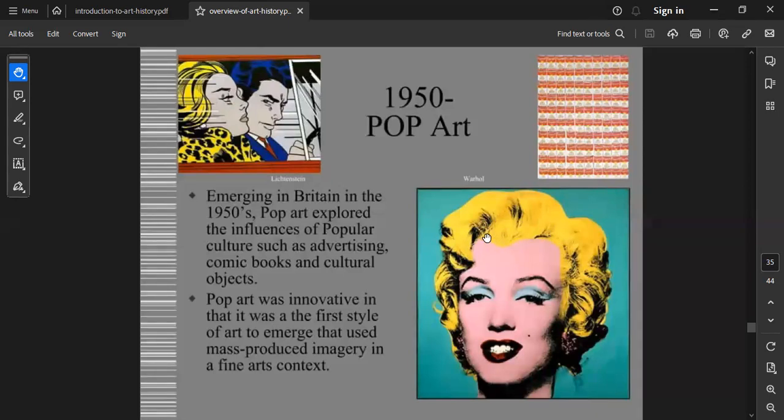Like yellow hair is something very unconventional. So when you see someone with yellow hair, it is very easy for that person to grab attention. And that is the main motto of any advertising agency. They want you to see their product and to read their caption or their marketing features, etc. Pop art was innovative in that it was the first style of art to emerge that used mass-produced imagery in a fine art context.